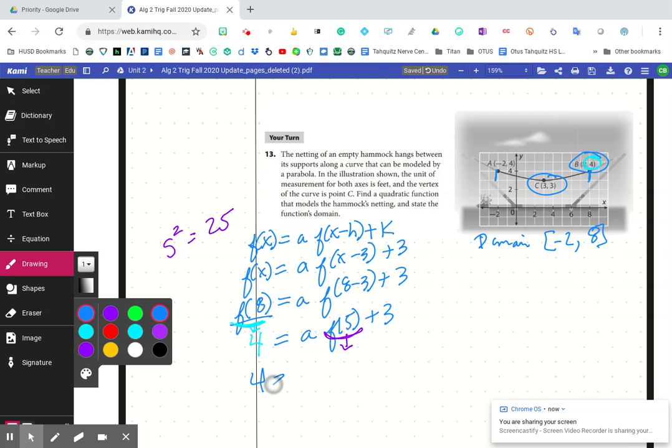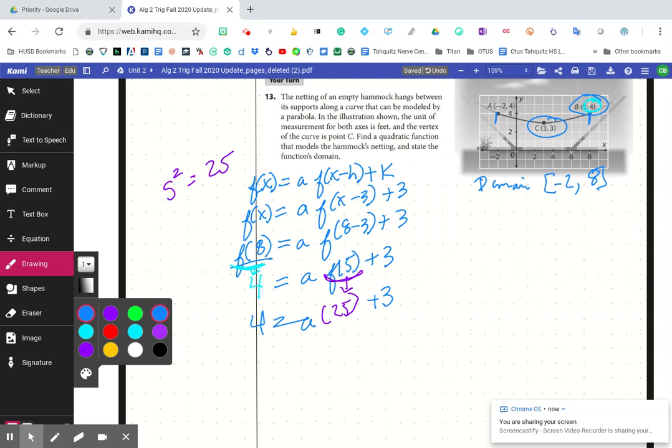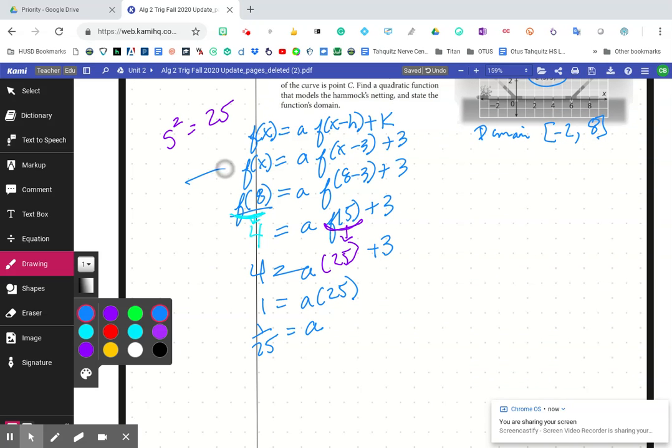So I have 4 equals a times 25 plus 3. Then I'm going to subtract the 3 to the other side, so I get 1 equals a times 25. Now I am going to divide by the 25, so I get 1 divided by 25 is a. And then that goes back into the original function, so f of x equals 1 over 25 times (x minus 3) squared plus 3.